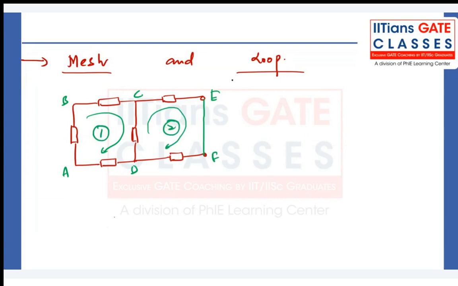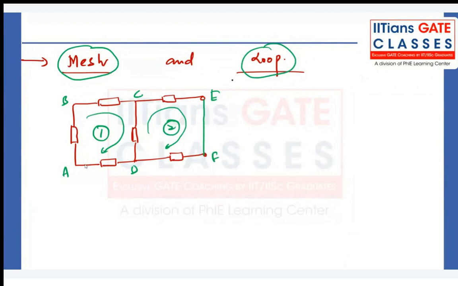So we can say that a mesh is basically a closed path present in the circuit. Sometimes in the question they ask how many loops there are, or how many meshes there are. One should be able to know that. Nobody is going to ask you in analog circuits, but in network theory they ask.